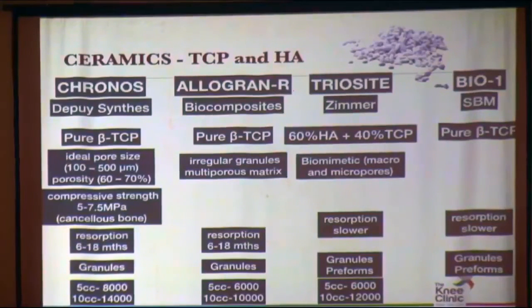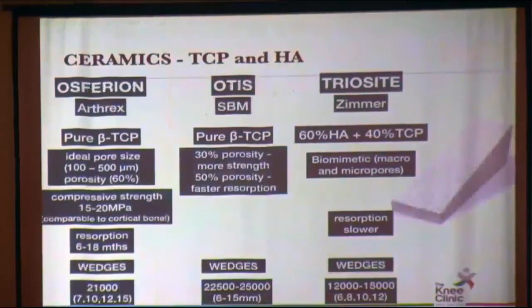Available all in granules. And you can see the prices: around 5 cc cost around 6 grand and 10 cc cost around 10 grand. Now, there are specific ceramics sold by companies that you can use only during high tibial osteotomies. So, Osferion is available by Arthrex, Otis by that same company from France, SBM, and Triosite is also available in wedges. I think the picture there, that's a chamfered wedge. That's available only with Arthrex. But if you see the prices there, Triosite at 12 to 15,000 seems to be the most affordable in all of these. Again, all of them talk about these ideal pore sizes and stuff.